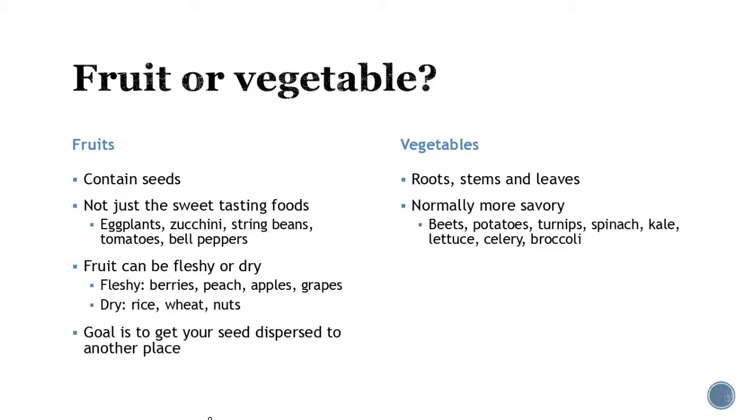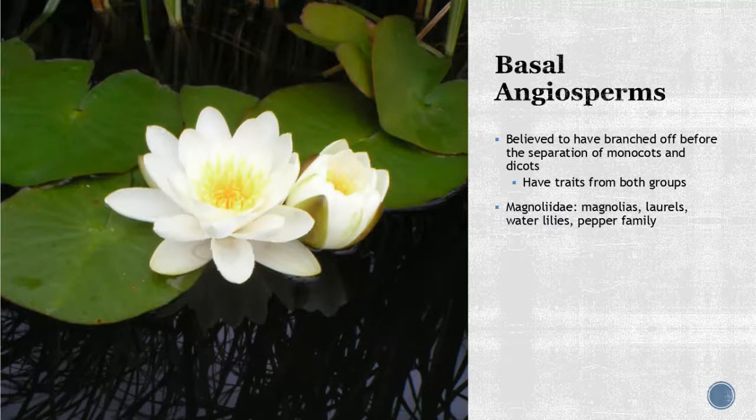So let's talk a little bit about diversity. So the basal angiosperms, I said, they really don't go into much detail about them, but this is believed to be a smaller subgroup. They branched off before the monocots and dicots really separated, and they do have traits similar to both groups. So they really couldn't fall into either, so they formed their own group. And you're going to find the magnolias, the water lilies, and the pepper family fall into this group right here.